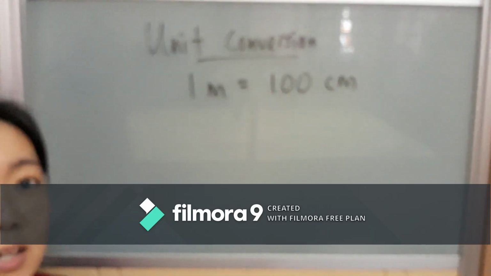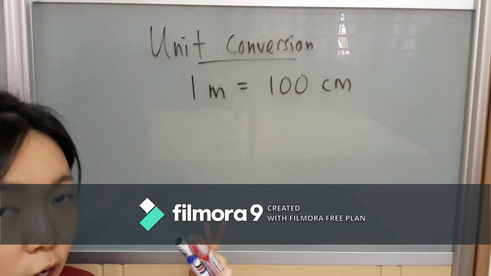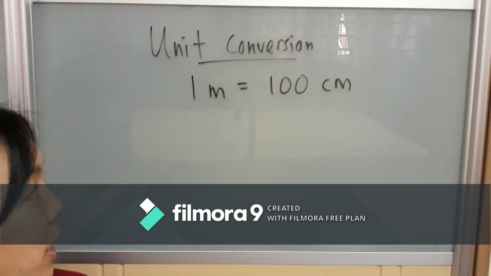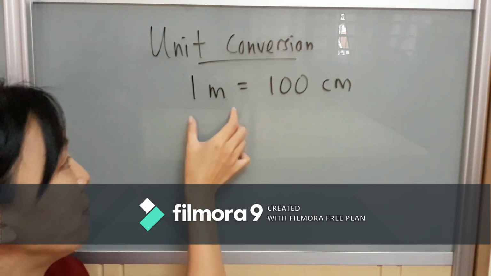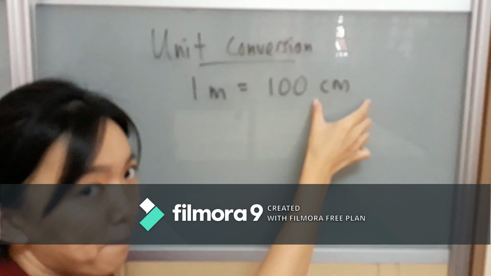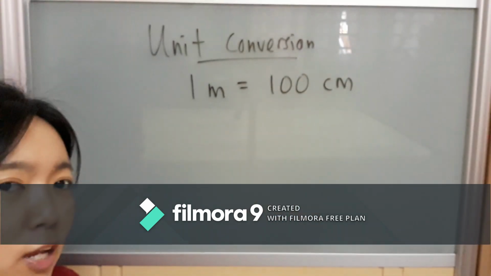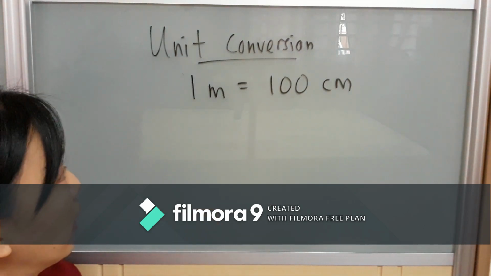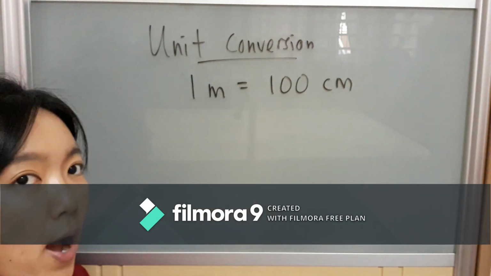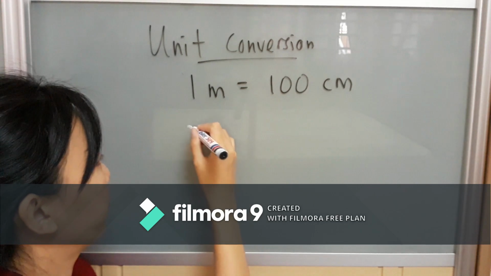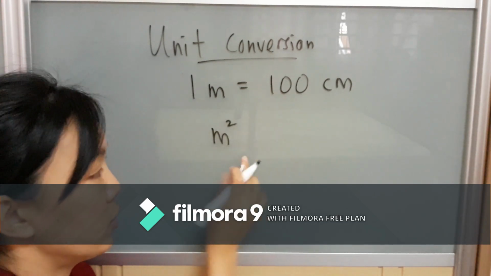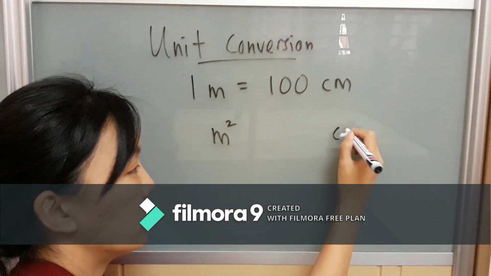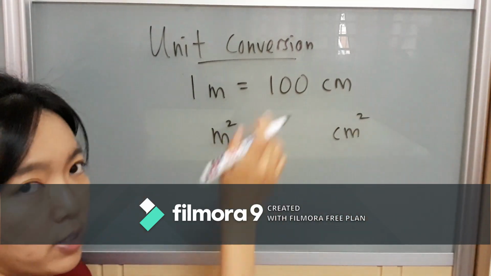Hello everybody. Today we are going to look at unit conversion up level. In primary school, we learn 1 meter equals 100 cm. What if I'm going to look for the square, the area of this? I'm going to look for 1 meter square. Convert this to meter square, convert this to cm square. What will happen to the number here?